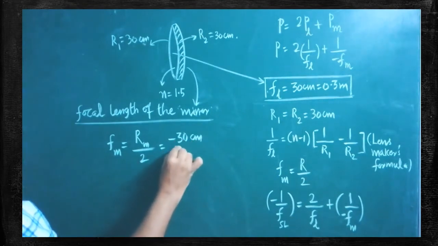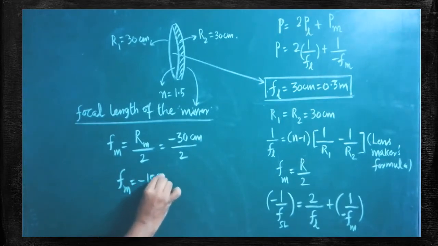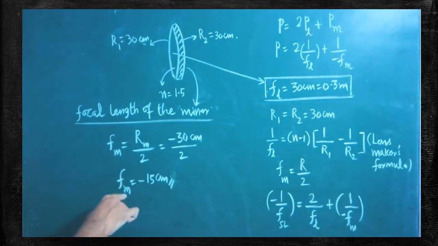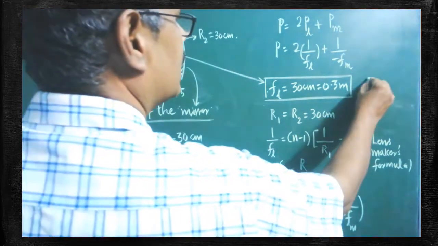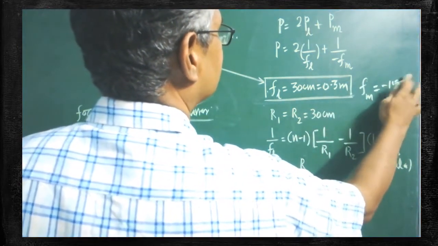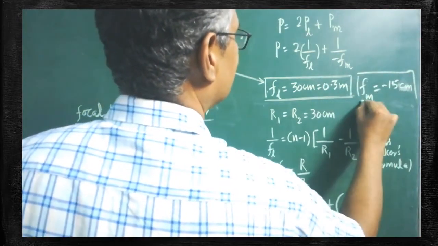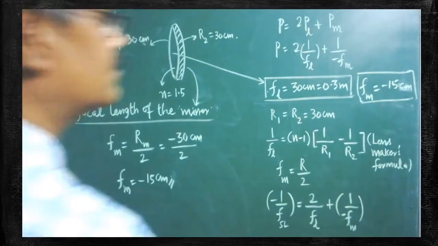So minus 30 centimeter divided by 2. Therefore the focal length of the mirror portion will be equal to minus 15 centimeter. Are you clear? Minus 15 centimeter. So this value could be kept as it is. Now we have found out the focal length of the mirror also. So focal length of the mirror is equivalent to minus 15 centimeter. Keep the two values aside, so whenever it is required, we can substitute. Okay.